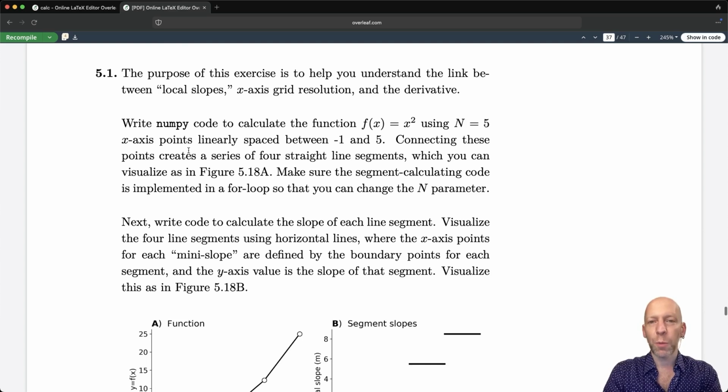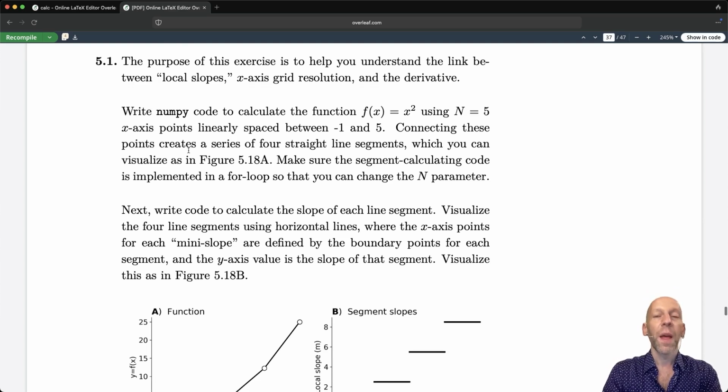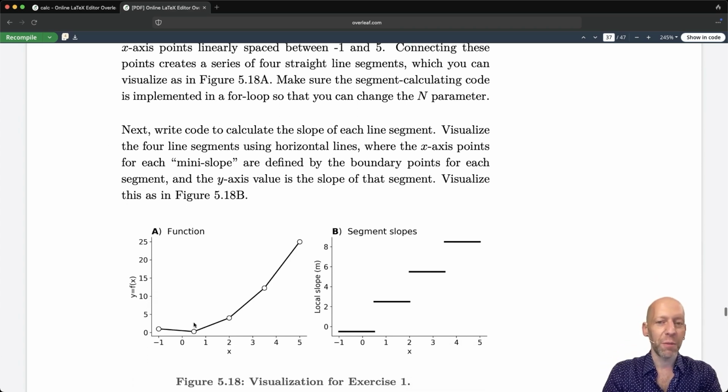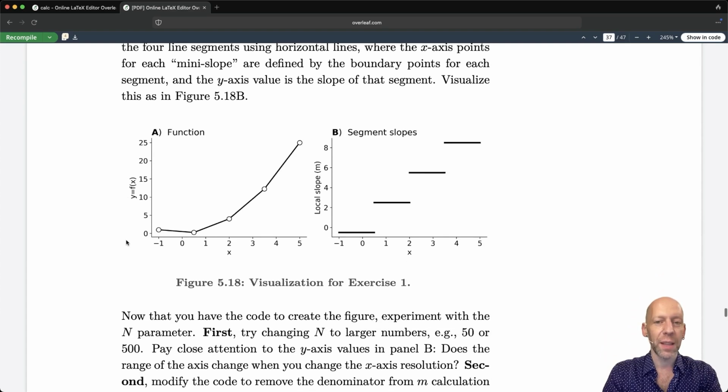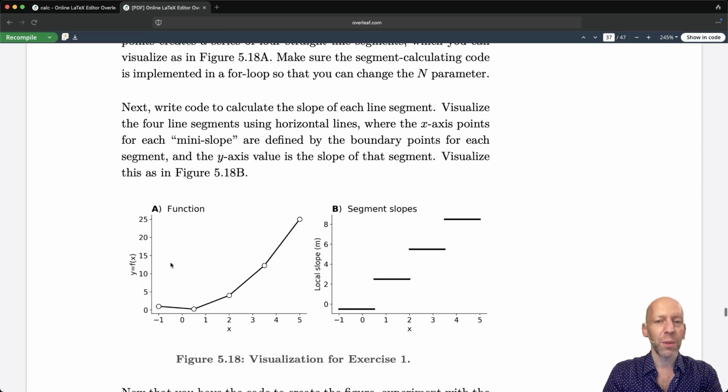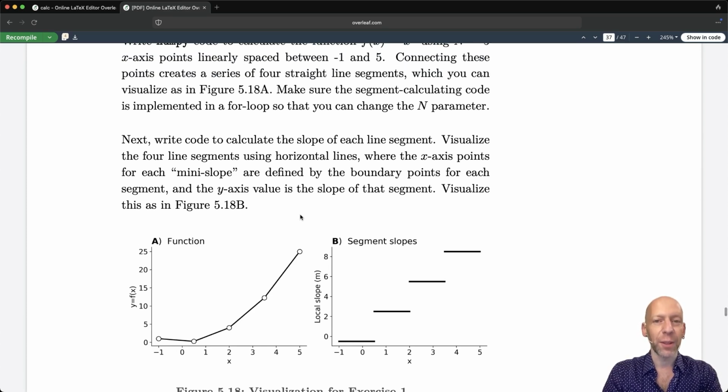Okay, so there's a couple of parts to this exercise. I will go through the first part first, and then show you the results in code, and then I'll come back to the book to explain the later parts of this exercise. So to begin, we want to basically create this figure here. What we are looking at here in this figure is the function f of x equals x squared with 5 x-axis points spaced between -1 and 5. So that's what you see here, -1 to 5. And there are 1, 2, 3, 4, 5 points between these two x-axis values.